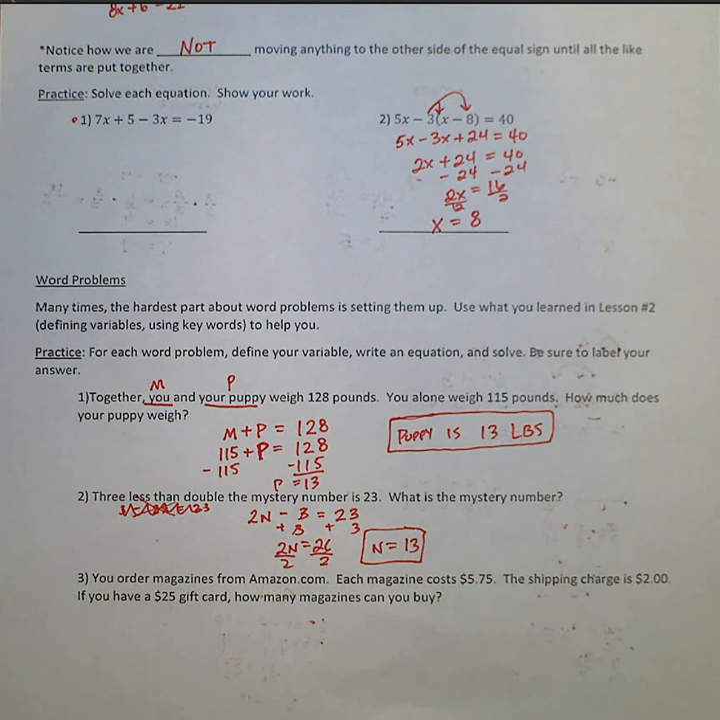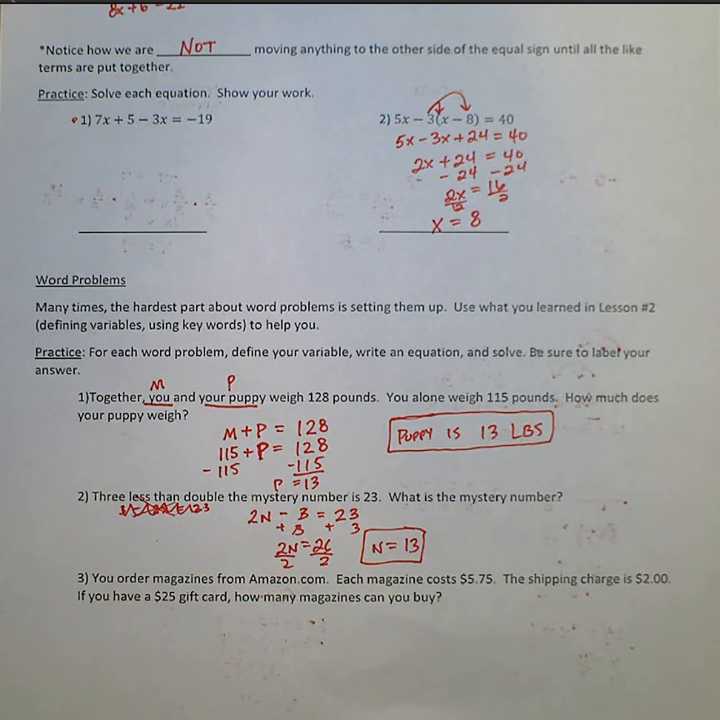Alright. Last problem we have here says you order magazines from Amazon.com. Each magazine costs $5.75. The shipping charge is $2. If you have a $25 gift card, how many magazines can you buy? Okay, if you're not going to spend any other money.